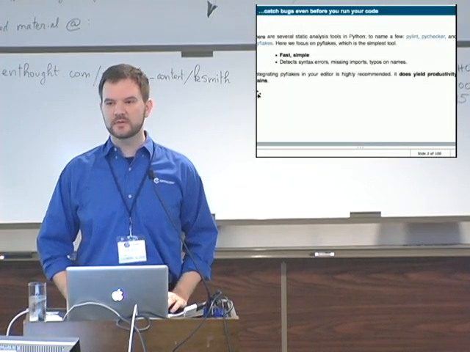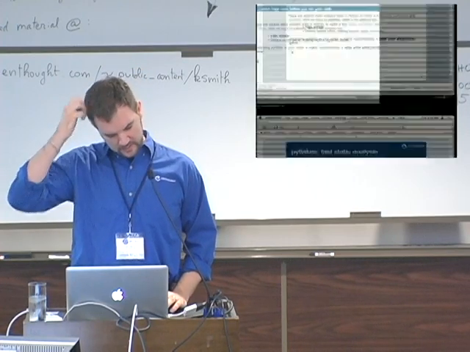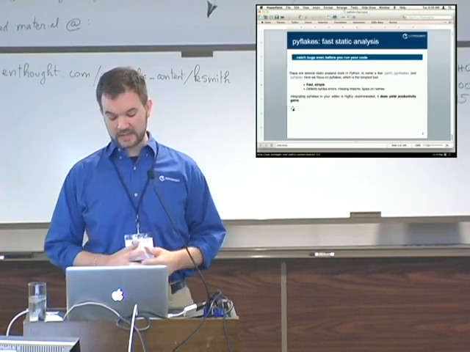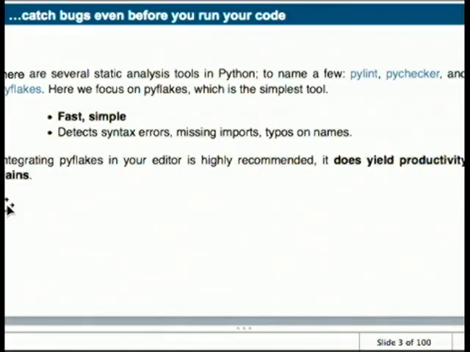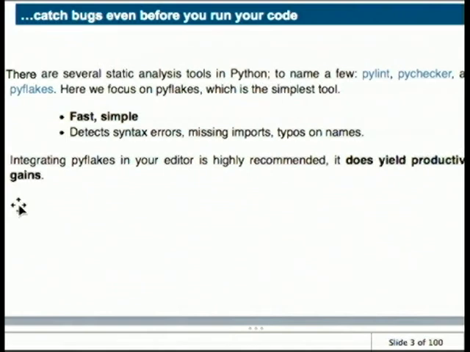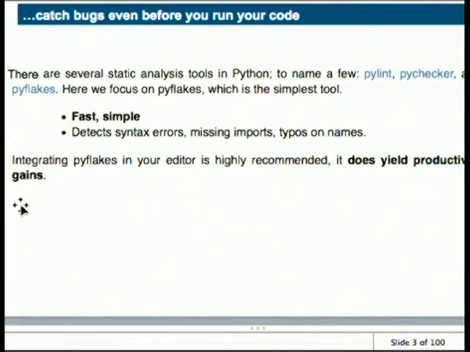So the first tool we'll be looking at here is called Pyflakes. There are several static analysis tools in Python. There are a few out there: Pylint, PyChecker, and Pyflakes. Pyflakes is the simplest tool. It's not as noisy or verbose as some of the other ones, so it's not as annoying when you don't agree with it. It's fast and simple. It detects syntax errors, missing imports, and typos on names. Integrating Pyflakes into your editor is highly recommended, and it does significantly yield productivity gains.